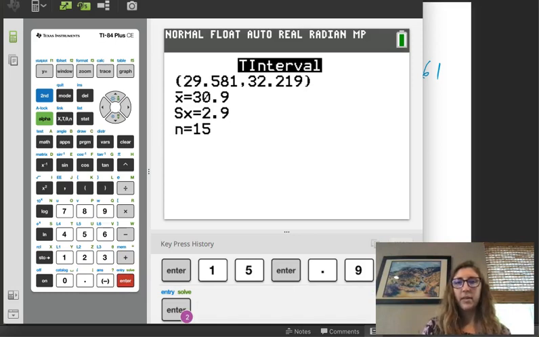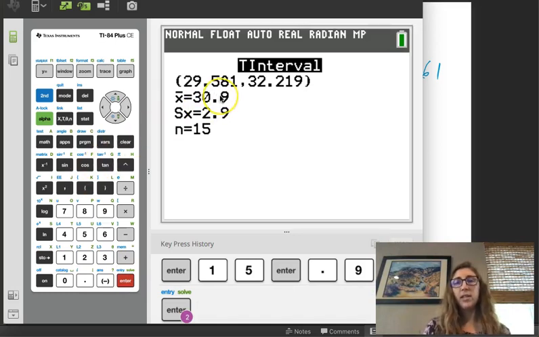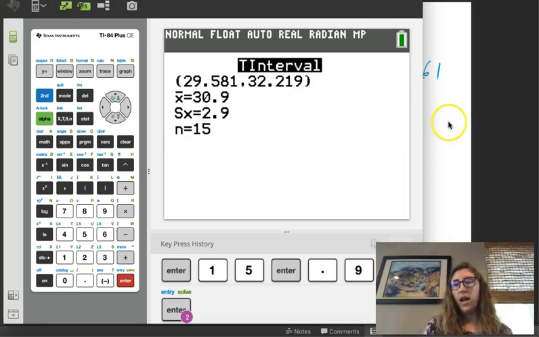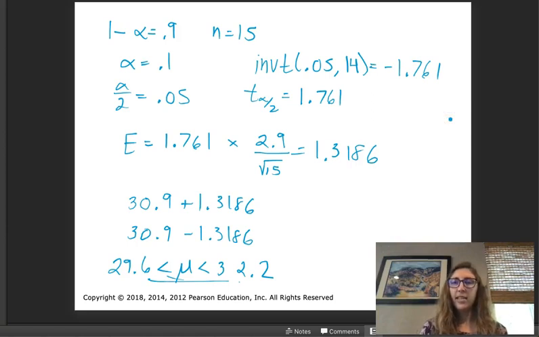We got the same exact thing, right? We have our 29.6 if we round to one decimal place, and 32.2. So it's perfectly fine if you come and use your t-interval to find your confidence interval. I personally like doing it by hand at least once just to see how everything is functioning, and also getting some practice with this inv t, because it's always good to know how to calculate your critical t values.